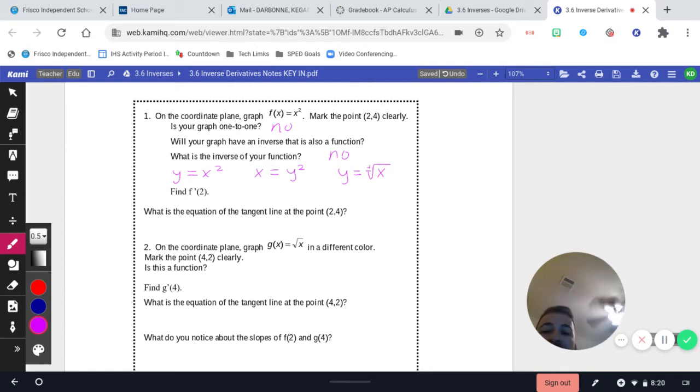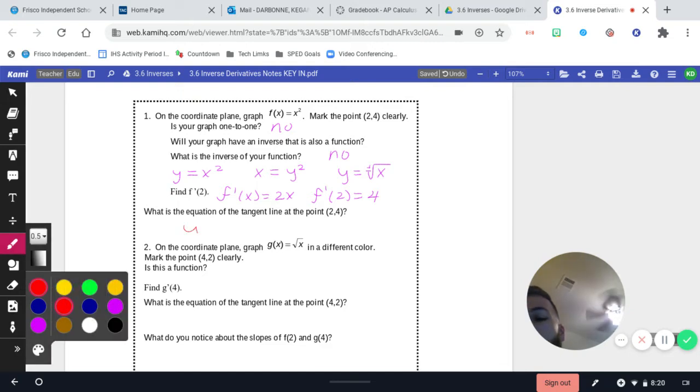Now, the last thing I'm going to do is find f prime of 2. So I have f of x, so let's find the derivative. f prime of x is equal to 2x. So f prime of 2 would be equal to 4. And I'm going to use this information to find a tangent line equation at the point (2, 4). So 2 is my x value, 4 is my y value, and 4 is also my slope. So y minus 4 is equal to 4 times (x minus 2).